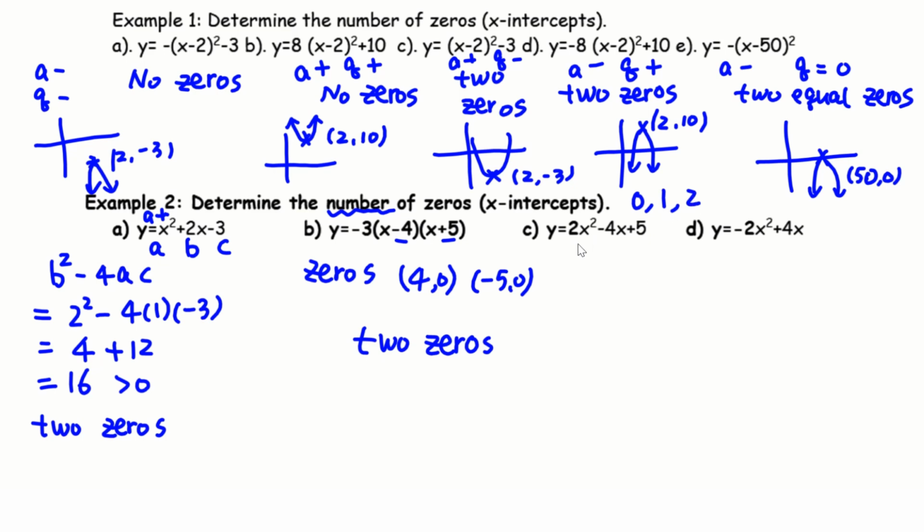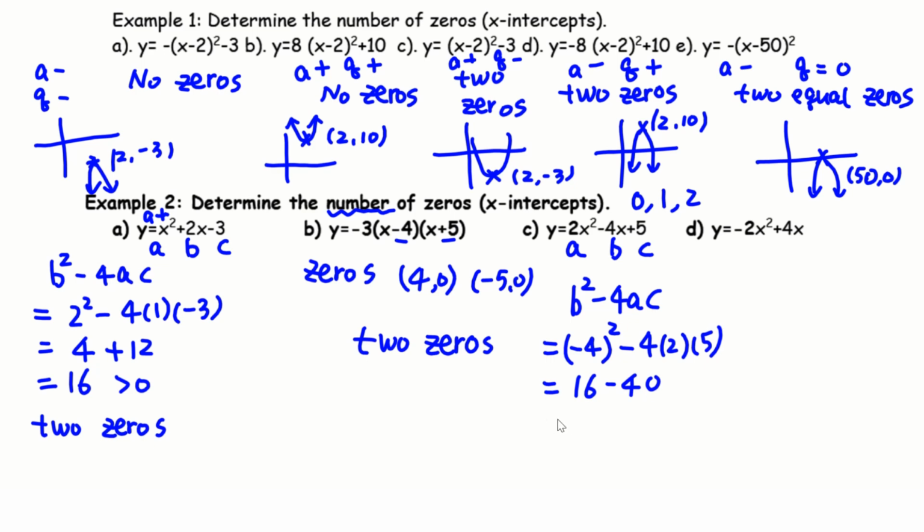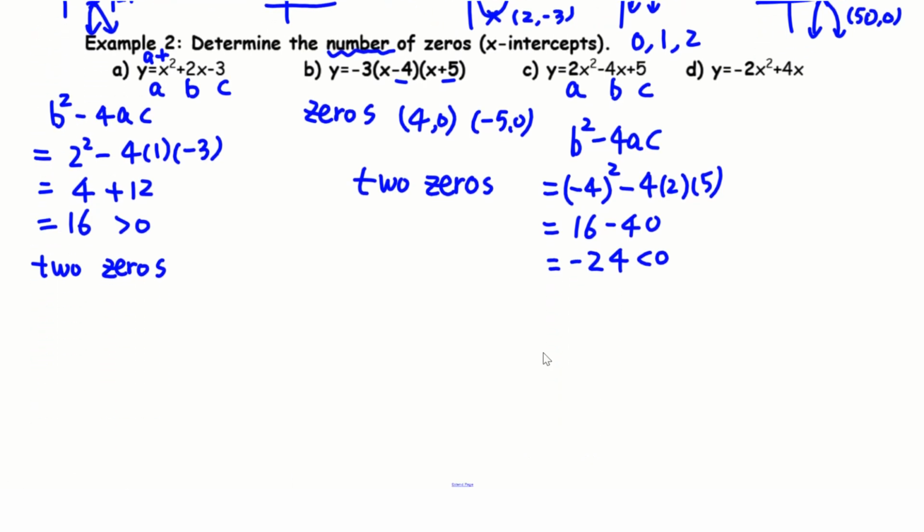The next one is standard form a, b, c, not a, p, q. So it's b squared minus 4ac, test it to see if it is positive or negative. So b is negative 4, bracket squared, minus 4 times 2 times 5. Then we have 16 minus 40 gives you negative 24. This is negative. In the quadratic formula, you will have a square root of negative 24, which is undefined, so no zeros.